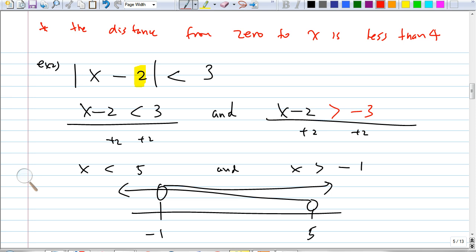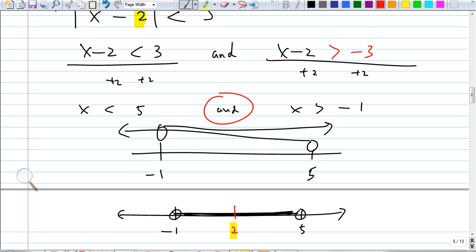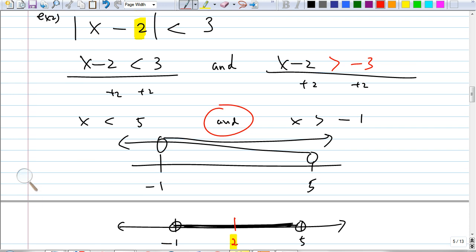What about x greater than -1? Would it be right side or left side? Right side. Now, since it's a conjunction, do we want the overlap or do we add? Do we include? We want the overlap. Did you all get this? Okay. And have you noticed that the center is at 2?